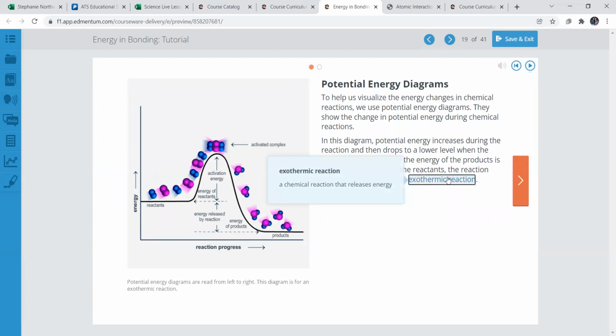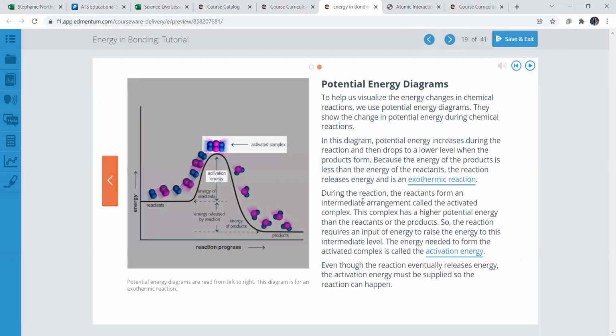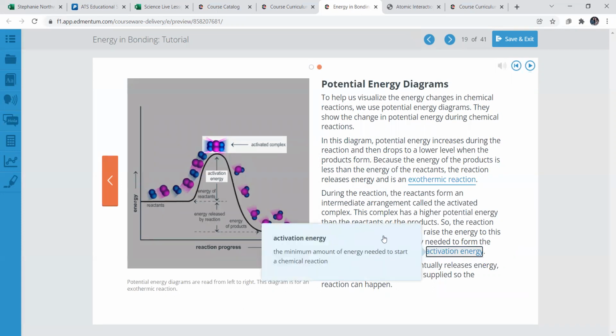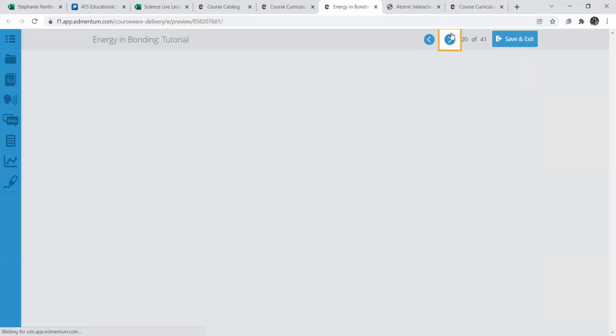Exothermic reactions, chemical reaction that releases energy. It just shows you what happens when it's releasing energy on the outside. Here's what's going on during the process. Endo, if you recall, means absorbing. Exo is releasing, endo is absorbing. Activation energy, the minimum amount of energy needed to start a chemical reaction.